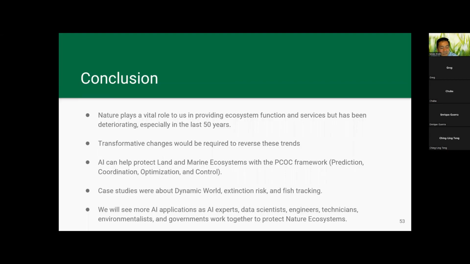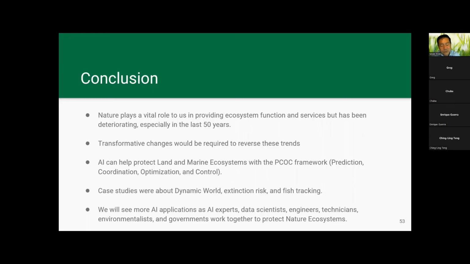So AI can help, potentially. It can help protect land and marine ecosystems when we talk about prediction, coordination, optimization, and control. There are still a lot of ideas, and I hope that maybe one of you, or some of your friends and colleagues, will be interested in working on it.